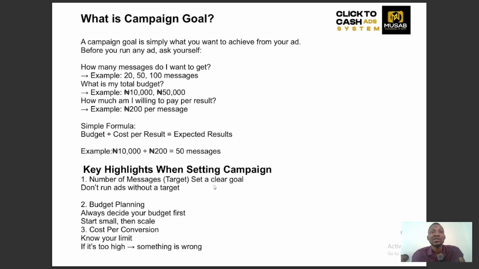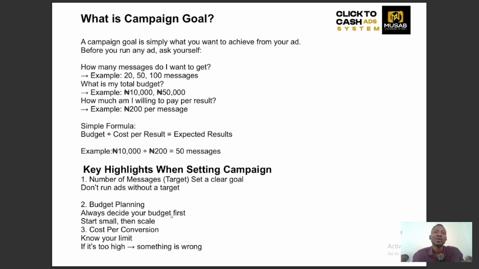And the key highlight when setting up a campaign: number of messages, set a clear goal. Don't run ad without a target. I'm telling you, if you don't have what you want to achieve with an ad, please don't even go ahead and start running your ad.